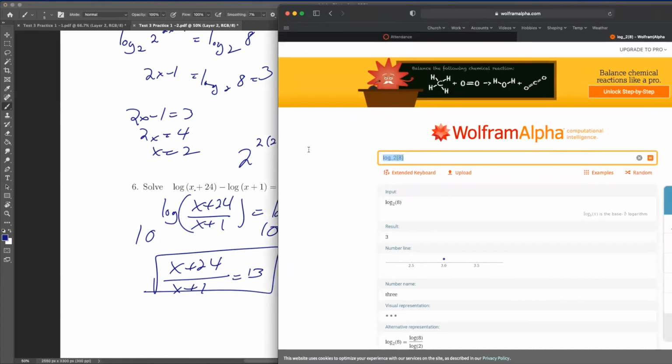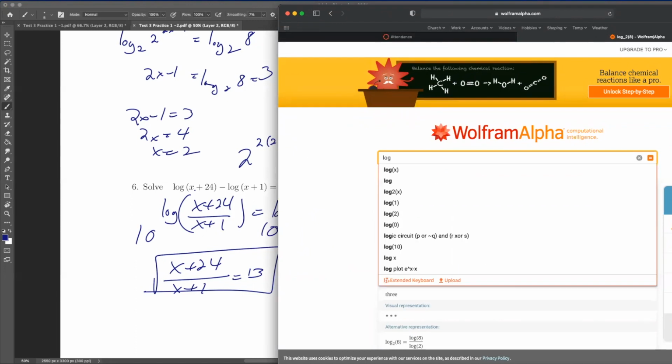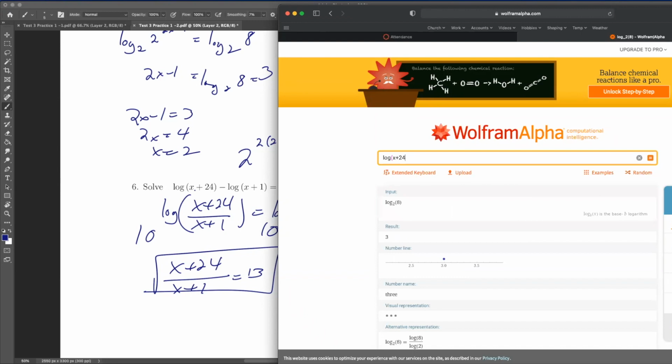So let's do that. I have log x plus minus log. Oh, please remember Wolfram Alpha thinks log with no base is log base e. So put in log base 10. x plus 1 equals log base 10 of 13.